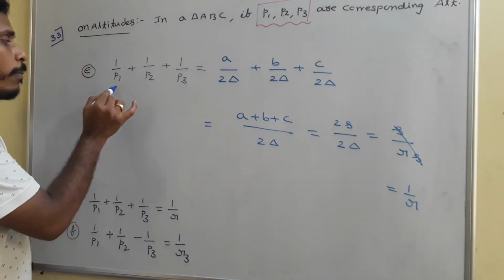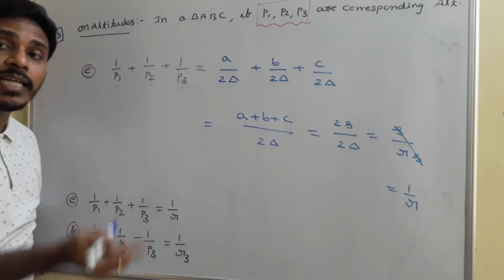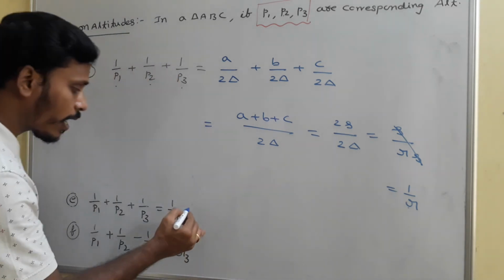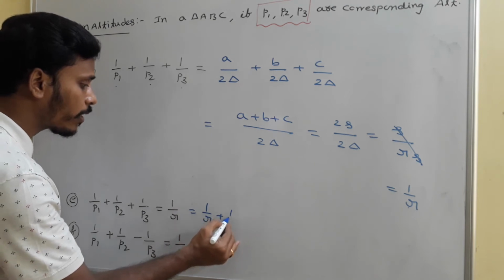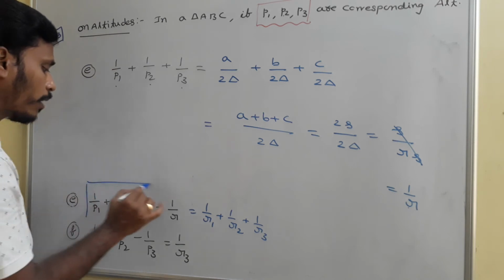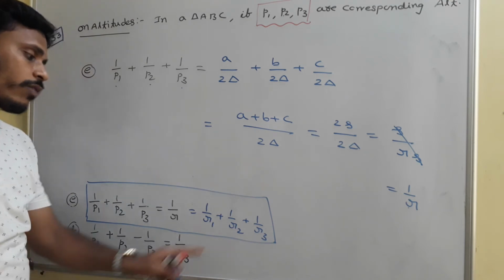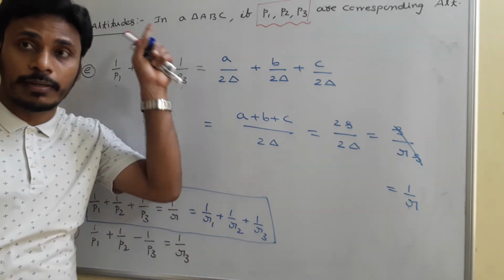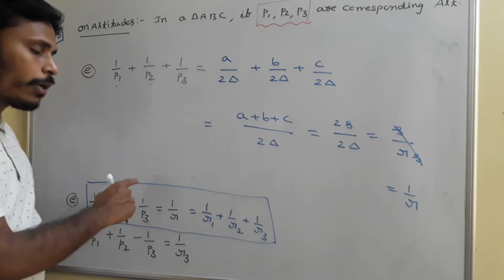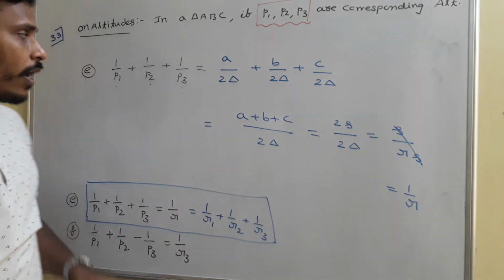So we have 1 by P1 plus 1 by P2 plus 1 by P3 is equal to 1 by R, and it is again equal to what? Already we proved that 1 by R is equal to 1 by R1 plus 1 by R2 plus 1 by R3. Just look there. 1 by P1 plus 1 by P2 plus 1 by P3 is 1 by R, and 1 by R1 plus 1 by R2 plus 1 by R3 is also 1 by R. We proved this in some other point. If you combine those two, this is the final step. Okay, this is the E bit.